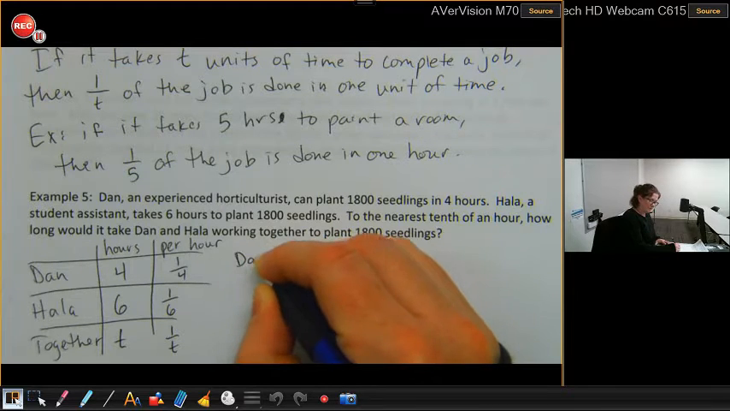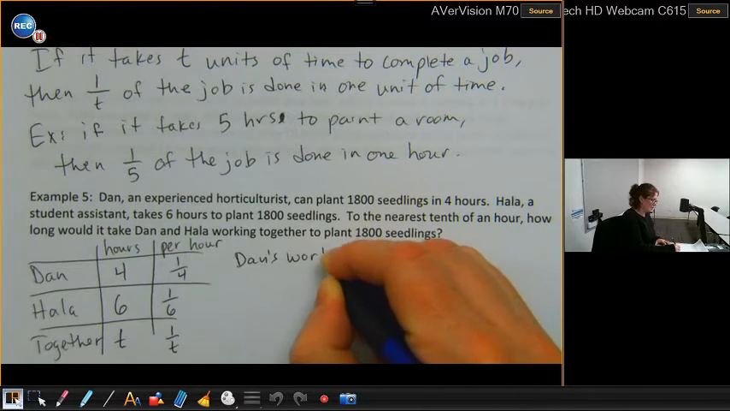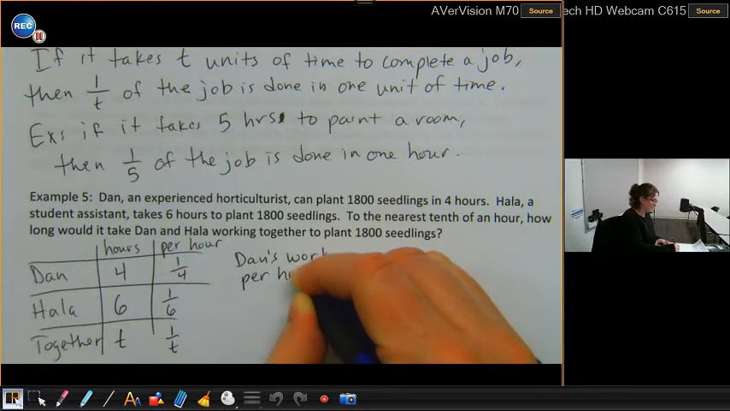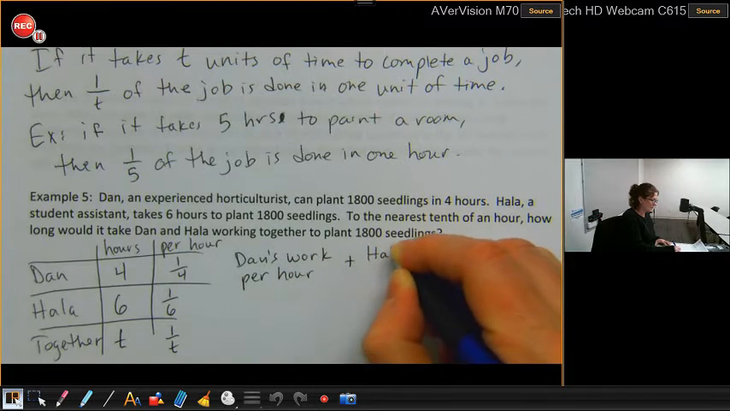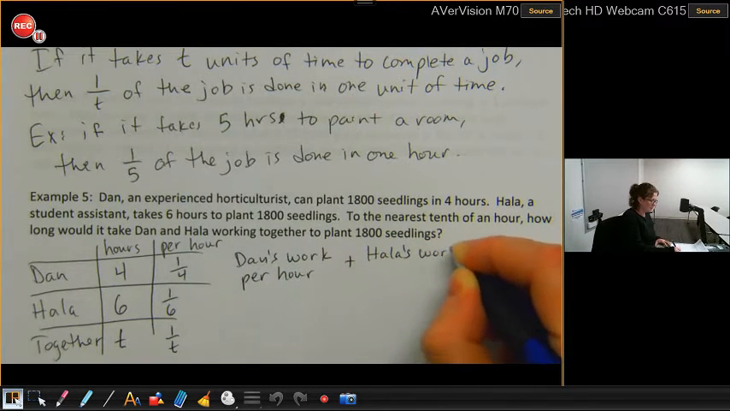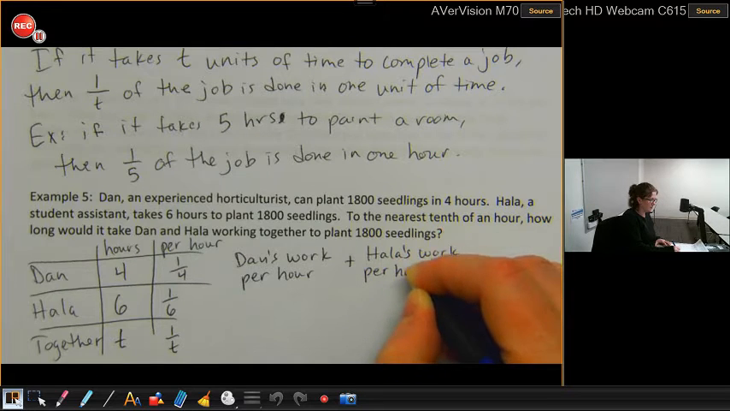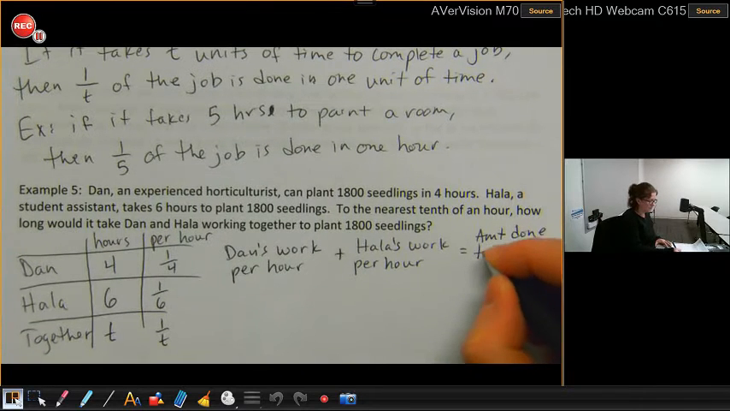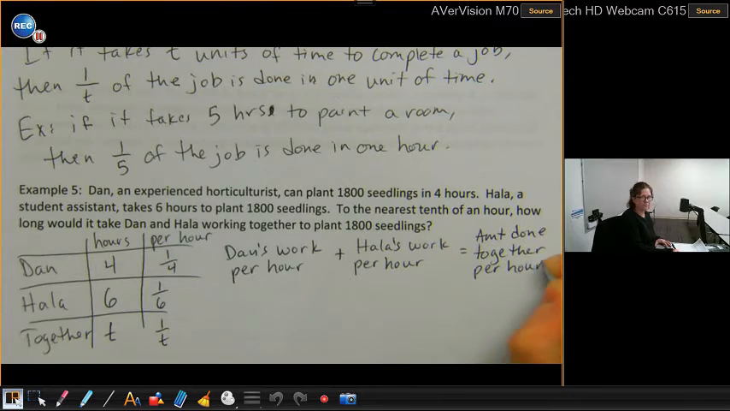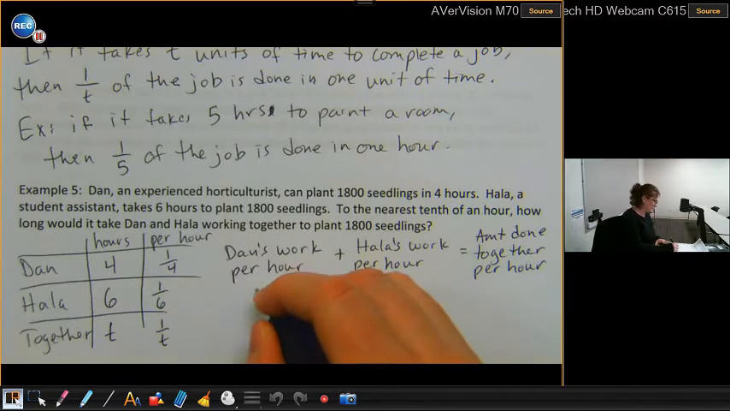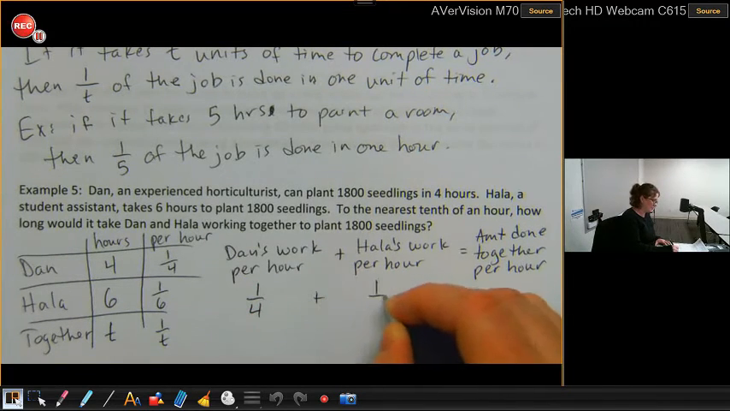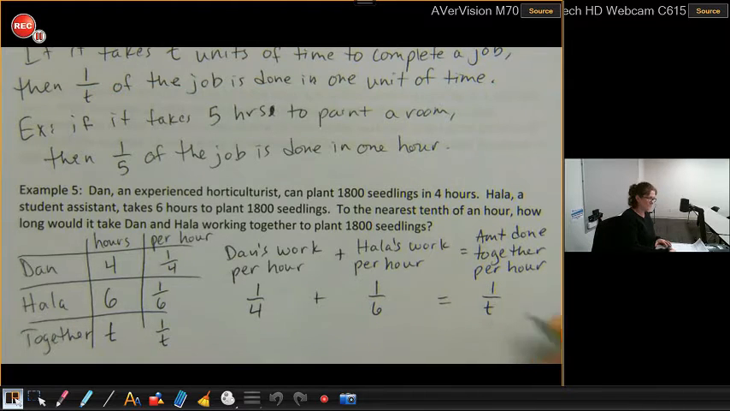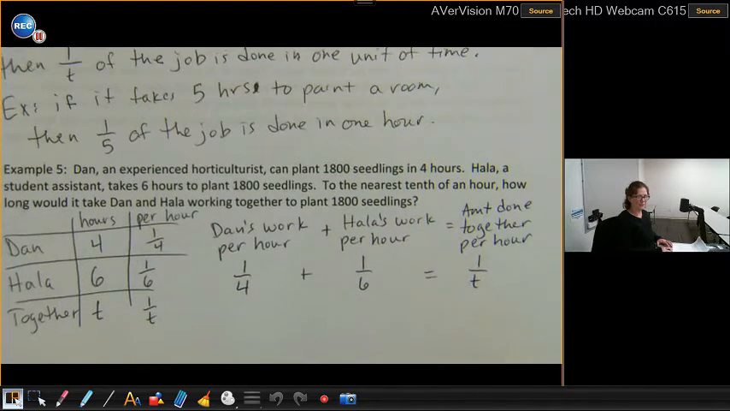What I know is that Dan's work per hour plus Hala's work per hour is going to equal the amount done together per hour. So I substitute in the values from the table, and I have a problem to solve.